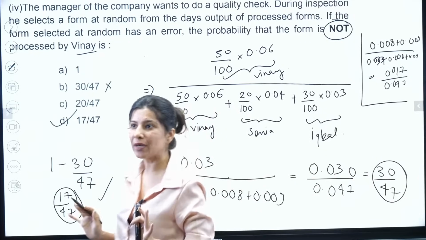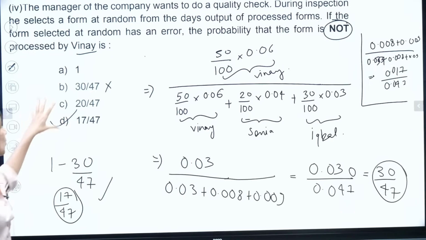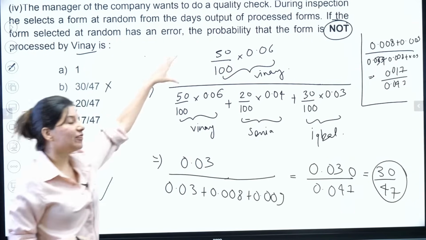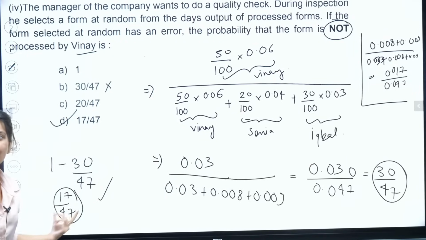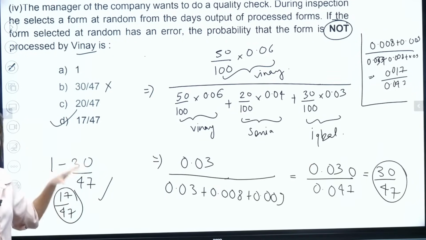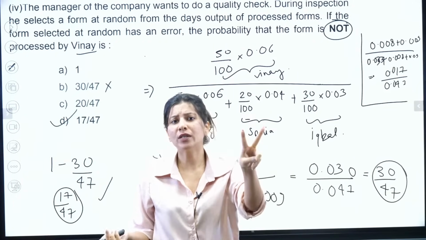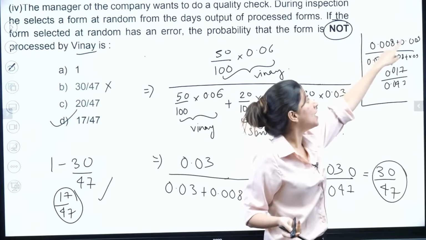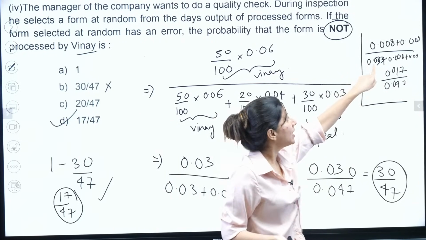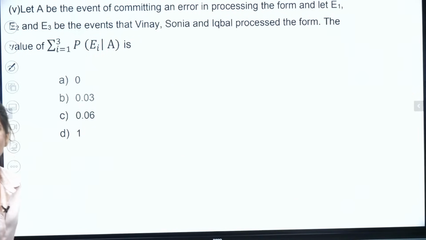Are you getting my point, what I'm trying to say? So over here, either you calculate Vinay's probability and then 1 minus Vinay's probability will give you not Vinay's probability. Or, if it is not processed by Vinay, what are the two other options? Either Sonia or Iqbal. So not Vinay means Sonia plus Iqbal upon Vinay plus Sonia plus Iqbal. That's it.